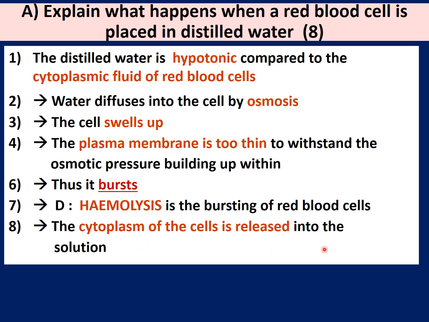Now, this answer is for essay question, 8 marks. However, in structured question, you do not have to write so long. You can take point number 1, hypotonic. Number 2, water diffuses into the cell by osmosis. 3, the cell swells up and bursts. And number 4, hemolysis. Okay, so it depends on the number of marks.